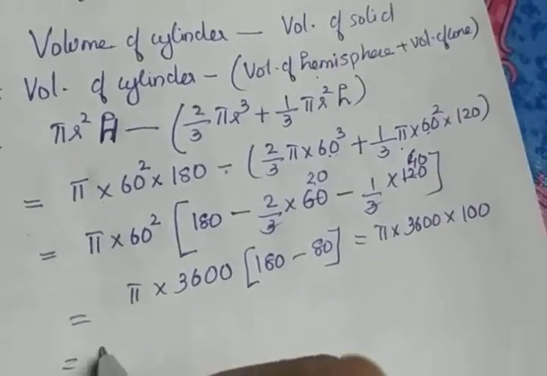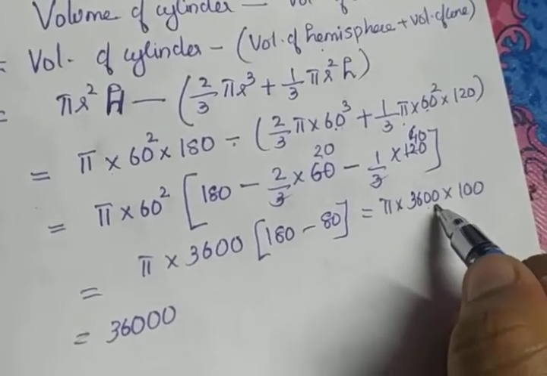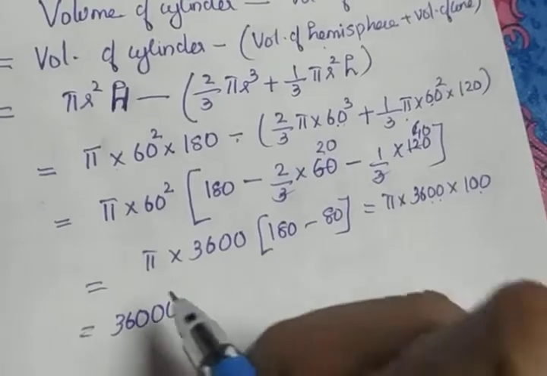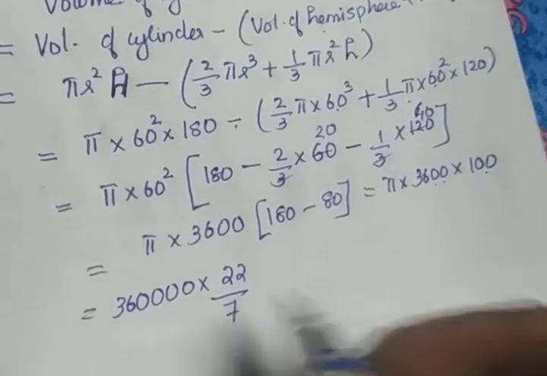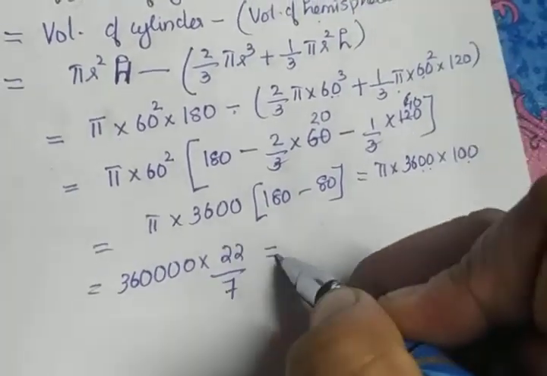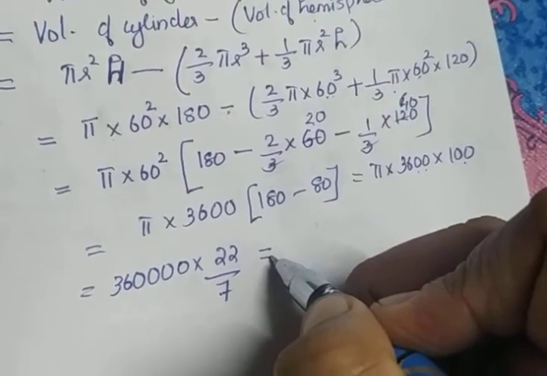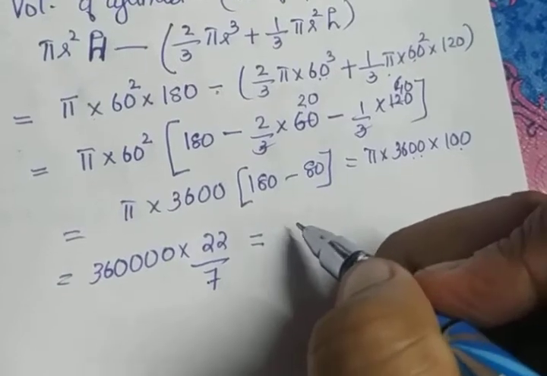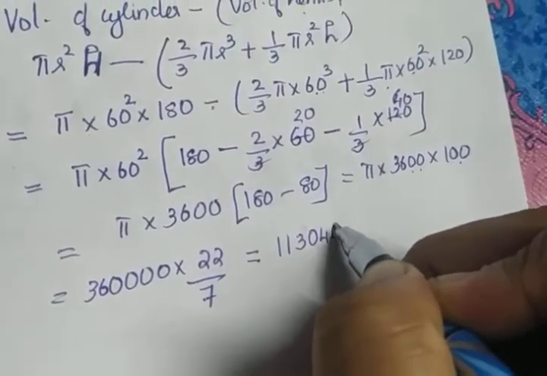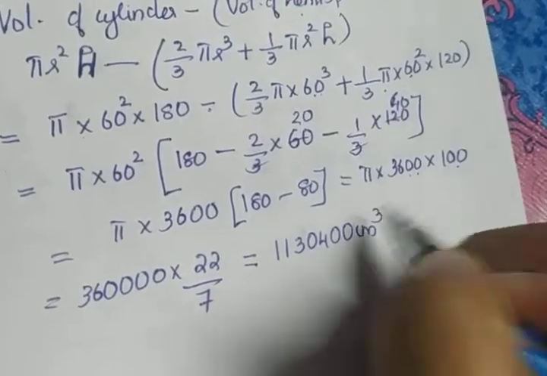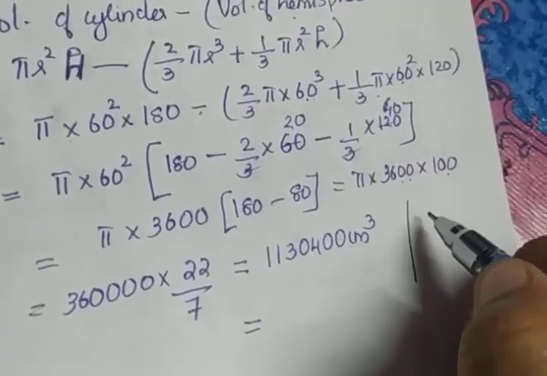So we are getting 3, 6 and 4 zeros: 2 zeros from 3600 and 2 zeros from 100, into pi. Pi we are given the value as 22 by 7. If I multiply this value with 22 and divide with 7, we are getting the answer as 1130400 centimeter cube.